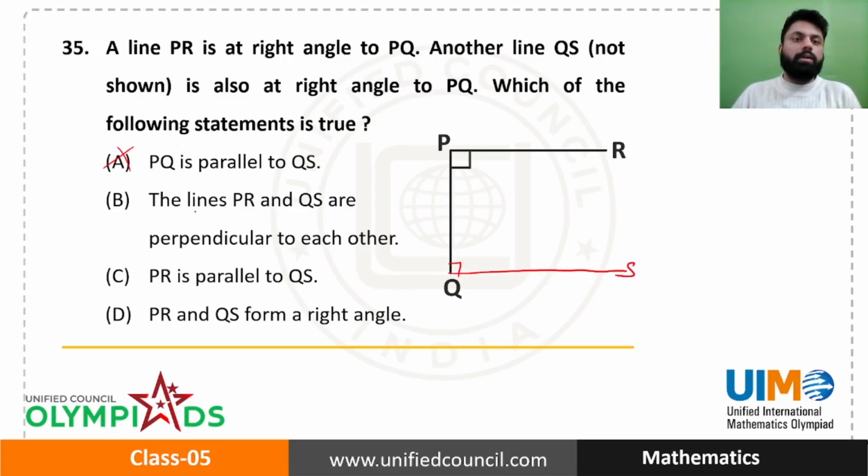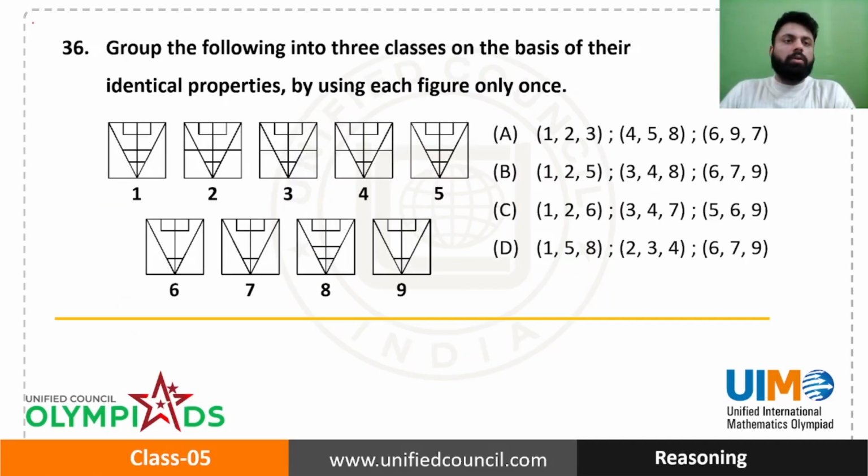No, they are perpendicular. The lines PR and QS are perpendicular to each other. No. PR is parallel to QS. Yes. PR and QS form 90 degrees. No. These lines are parallel because these angles are 90 and 90 degrees. So C option is the correct answer, and this is how we can solve it.